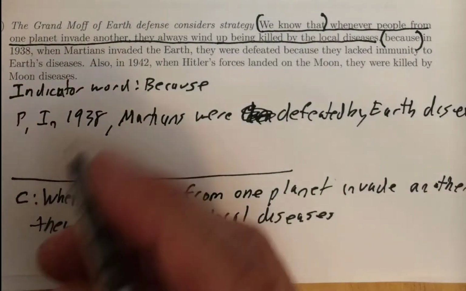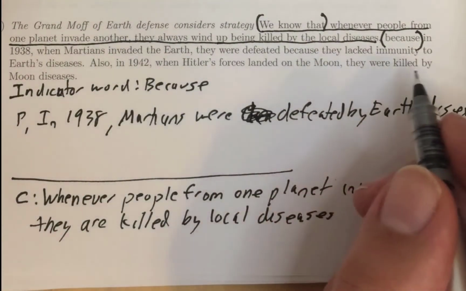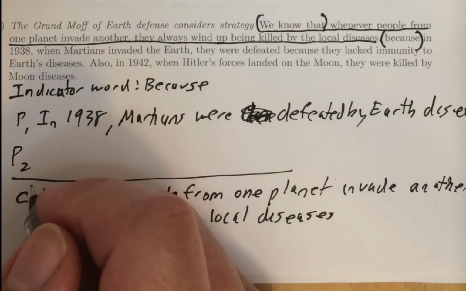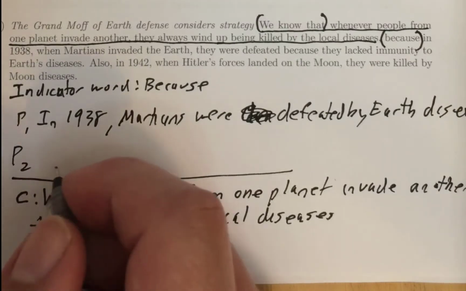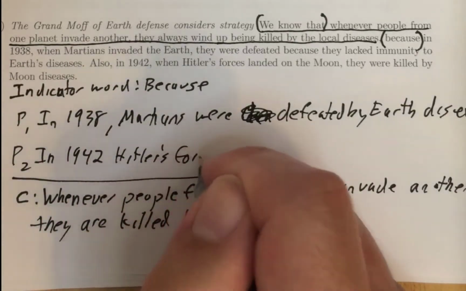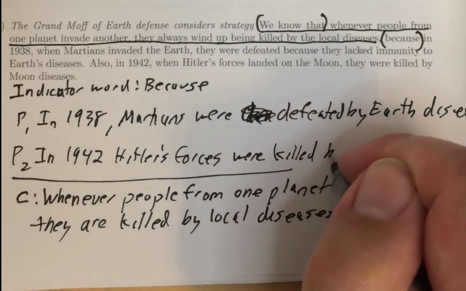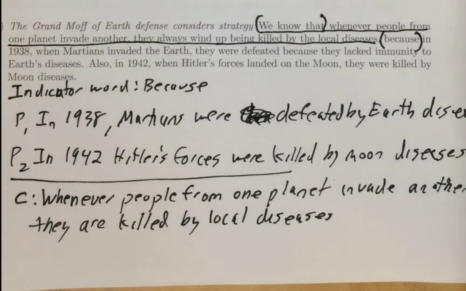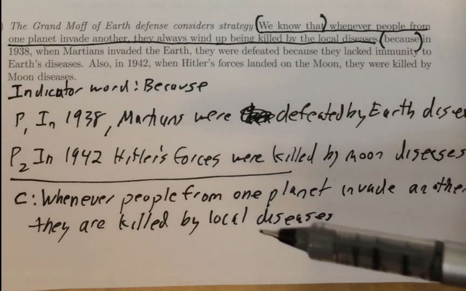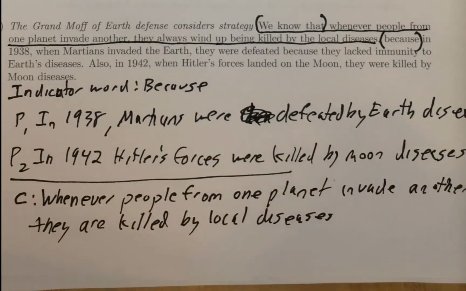All right, and then premise 2, in 1944, when Hitler's forces landed on the moon, they were killed by moon diseases. P2, in 1942, Hitler's forces were killed by moon diseases. So that's the argument in standard form. You may stop for a second and say, this argument's really ridiculous. I mean, Hitler invading the moon, what the hell? But notice that it actually has the exact same format as an argument that sounds much more reasonable.